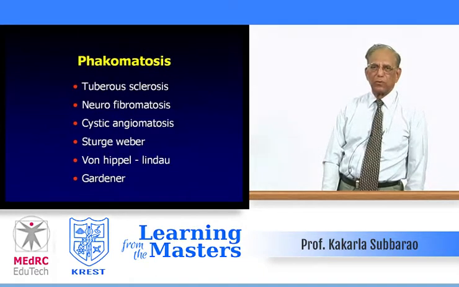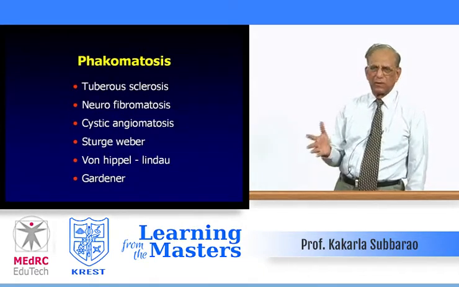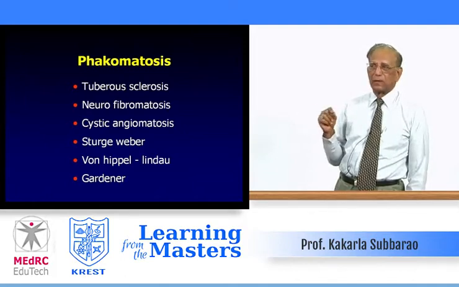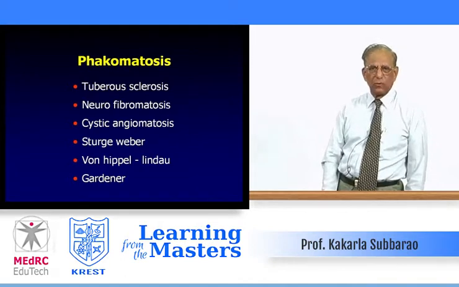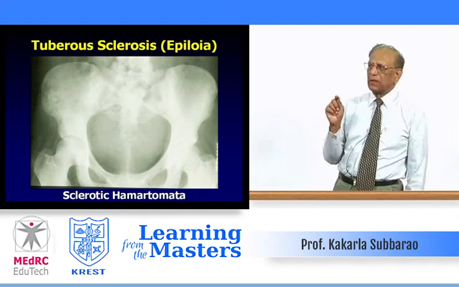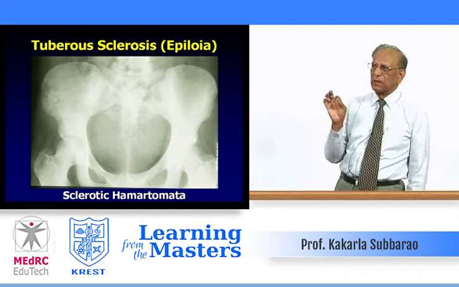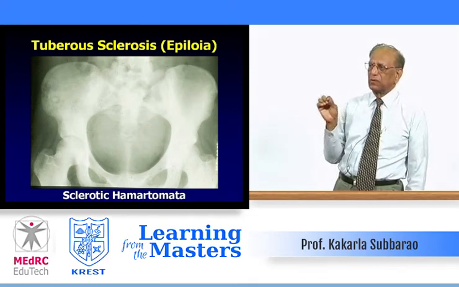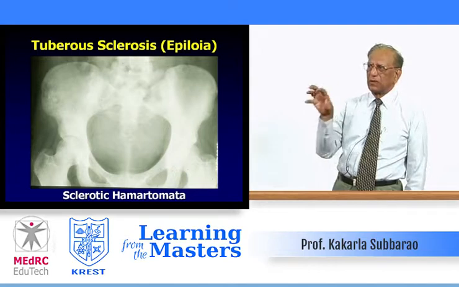Now we come to the group of phakomatosis. There are several: tuberous sclerosis, neurofibromatosis, cystic angiomatosis, Sturge-Weber syndrome, von Hippel-Lindau, Gardner syndrome. Of all these, the first three may reflect upon the bones of the pelvis. Multiple nodular densities. Look at the right iliac wing, almost a bullseye type of nodular density, indicative or suggestive of tuberous sclerosis.